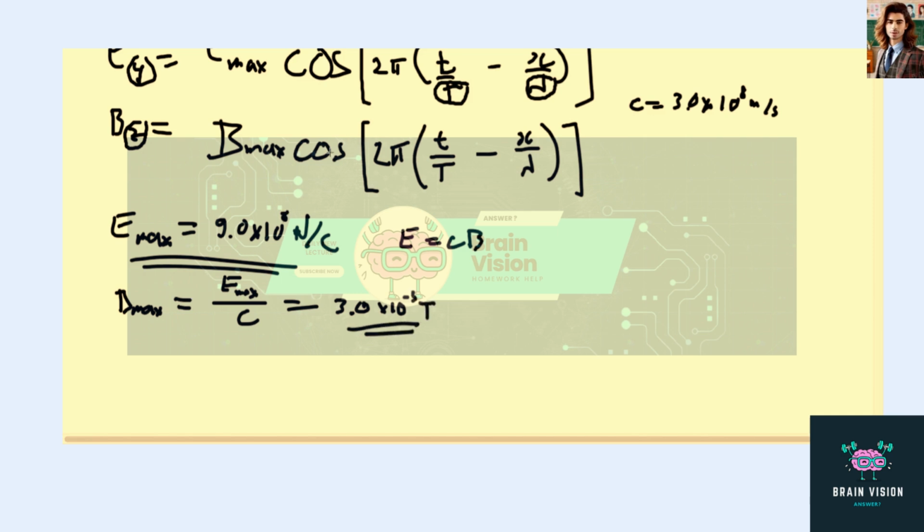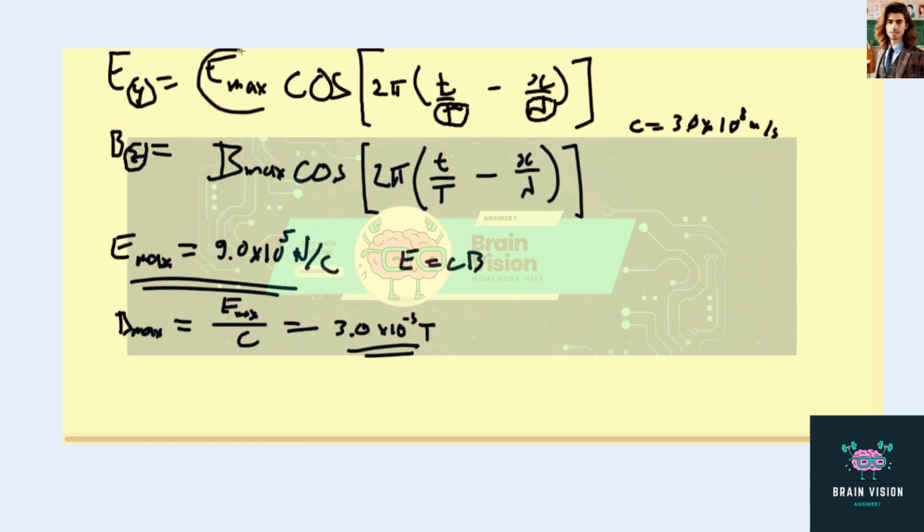Sorry, this is probably not that visible. This is a 5, so this is 10 to the 5. This is already given to you in the form of the function. So this is this value here. That's Emax. Okay, so now you know what Emax and what Bmax is.